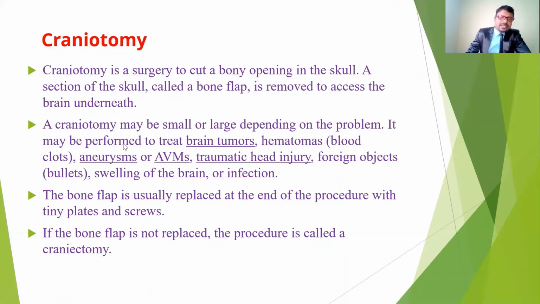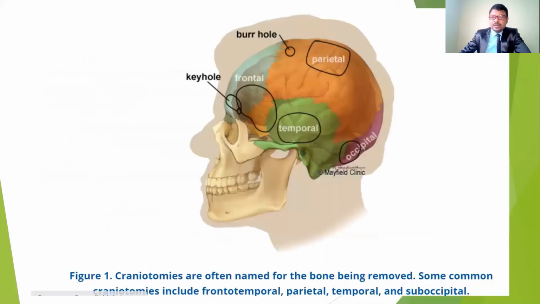Coming to the next point, the bone flap is usually replaced at the end of the procedure with tiny plates and screws. They are opening windows in the surgery. If you see here, from here, if you open here, this is the parietal region, frontal, temporal, and suboccipital. It depends upon the involvement of the site. Is the hematoma in the parietal region, or in the occipital region, or in the temporal region? According to where the problem is, the surgical procedure is done.